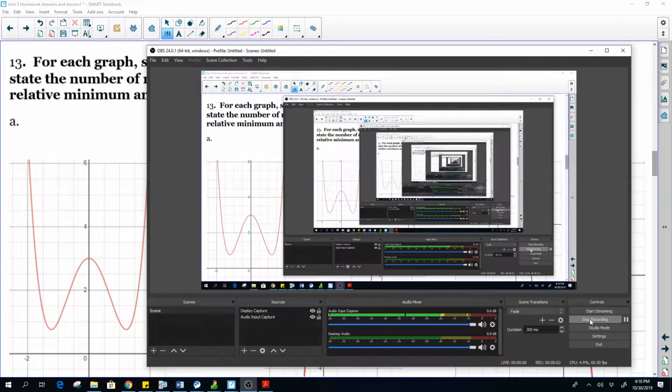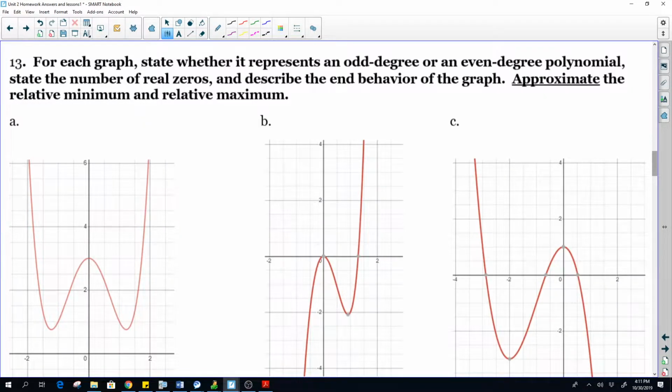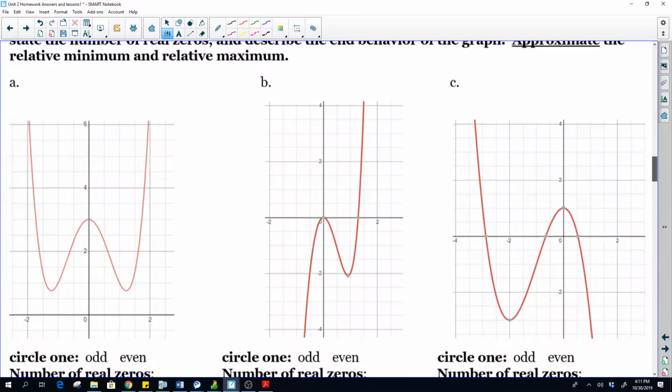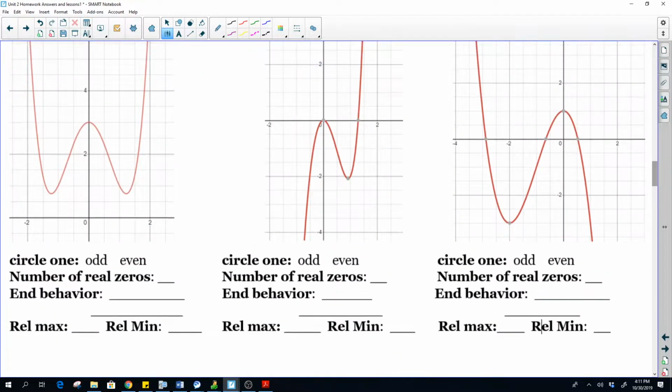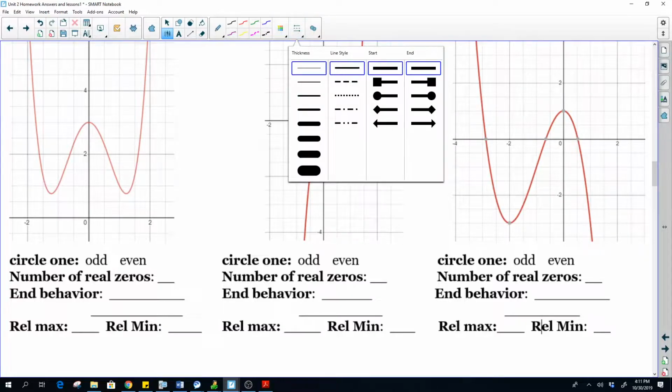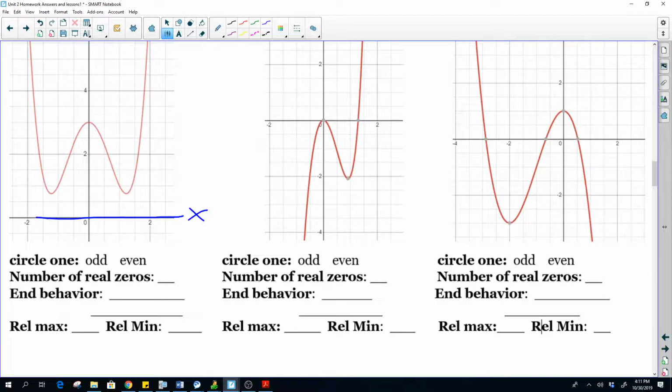All right, here we go. Number 13 on the practice test. Given these graphs, state the number of real zeros. That's pretty easy. Just count how many times it crosses the x-axis. Nice. Let's see here. So this one, wow. If this is the x-axis, which it is, it doesn't cross at all.